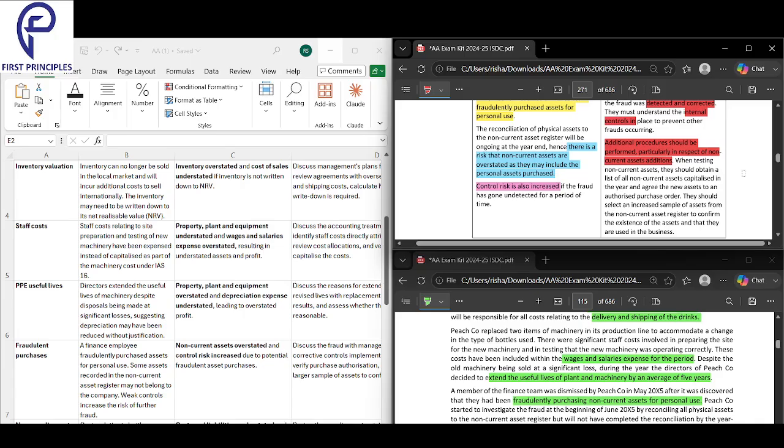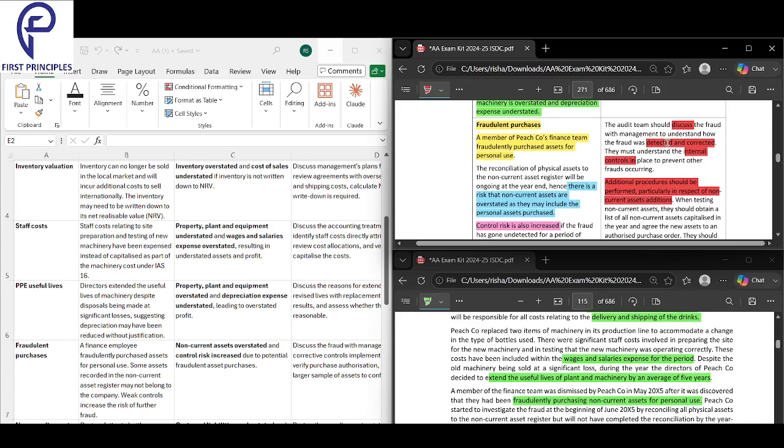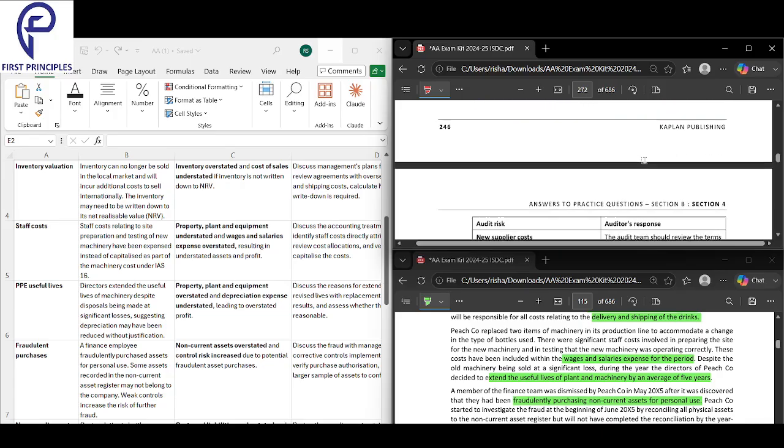Okay, so whenever risk is more, guys, you have to do additional testing. Obviously, when testing non-current assets, you'll have to do a lot more testing because the risk is more. Okay, so that is the first thing. Next, you will discuss with the management how the fraud was detected and how it was corrected, understand the internal controls in place to prevent other frauds, and see what controls are in place. You have to understand that. Okay, that is fraudulent purchases.